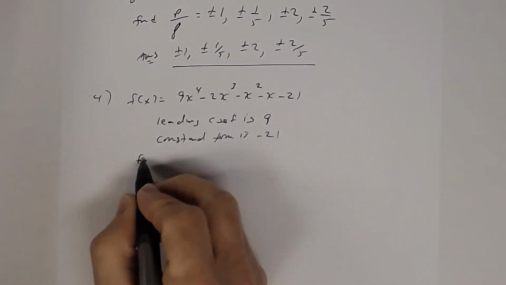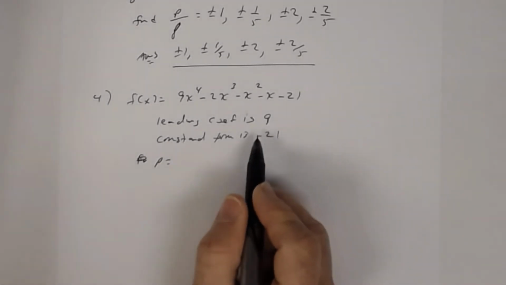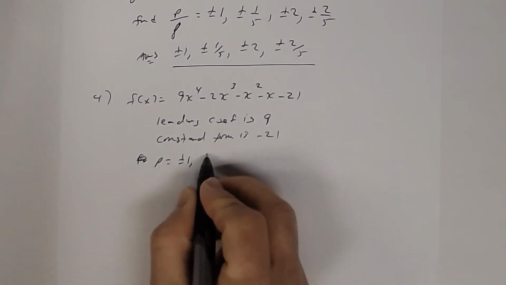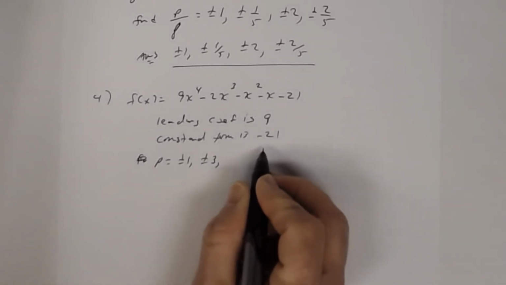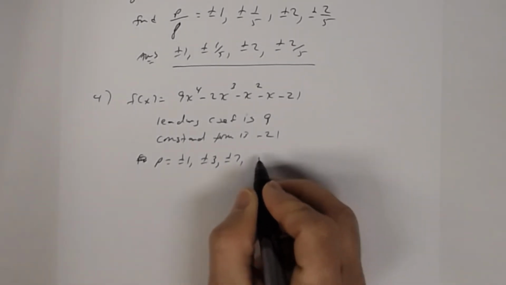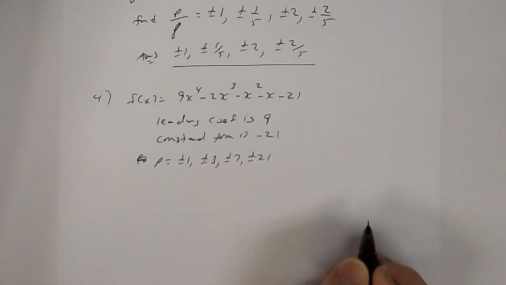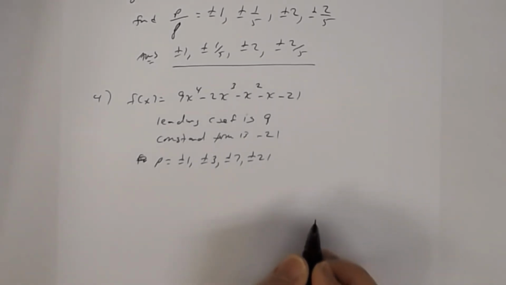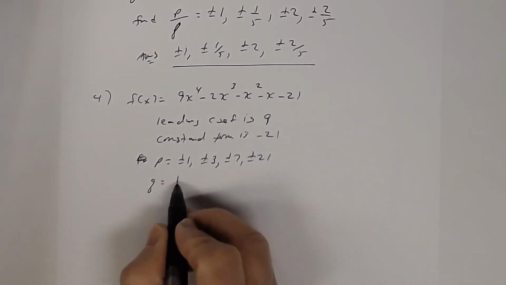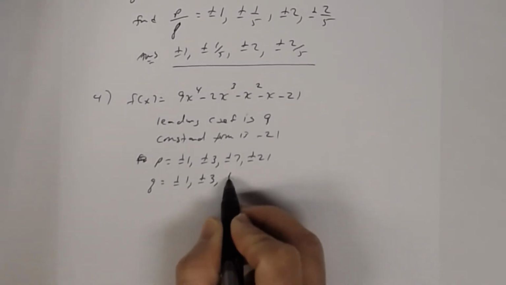So let's find P. P would be the factors of negative 21. So the factors of negative 21 are plus or minus 1, plus or minus 3, because 3 goes into negative 21 7 times, right? And then we can now say plus or minus 7. 3 times 7 is 21. Then the last one will be plus or minus 21, right? Okay, and that's about it, correct? Now let's talk about Q. The factors of 9 would be plus or minus 1, plus or minus 3, right? And then plus or minus 9.